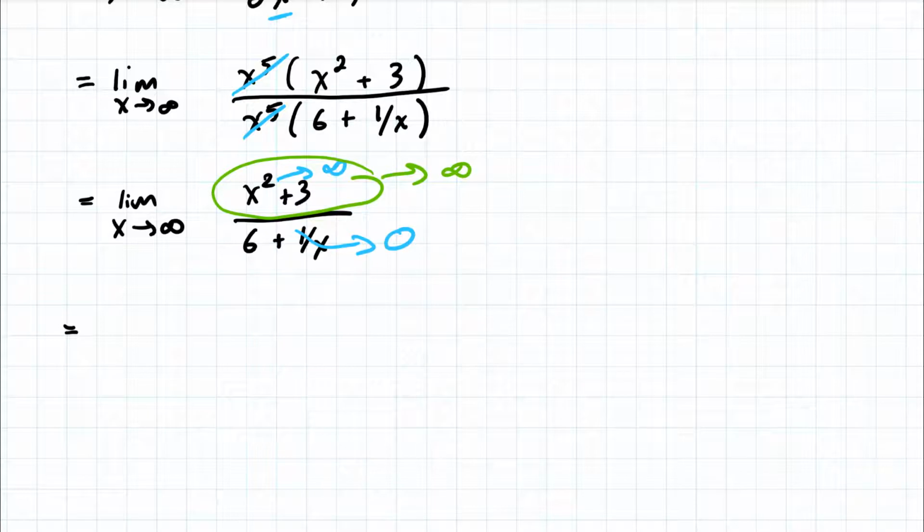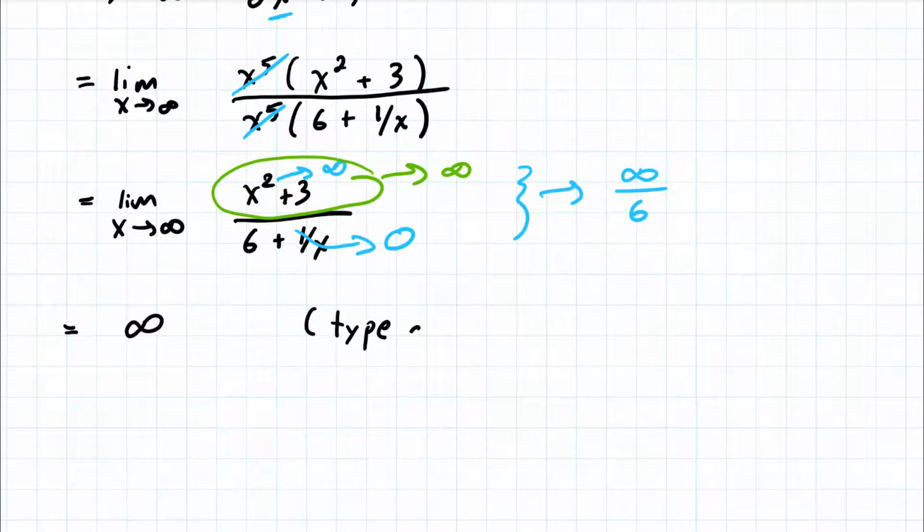So altogether, this whole thing is converging to the top trying to go to infinity and the bottom trying to converge to 6. Well, if something's going to infinity and you divide it by 6, it is still going to infinity. So the answer is infinity. Though, depending how you're going to phrase things, don't forget this is a type of divergence. But it's an important type of divergence. We call it going to infinity. All right, so that's one way to do it.